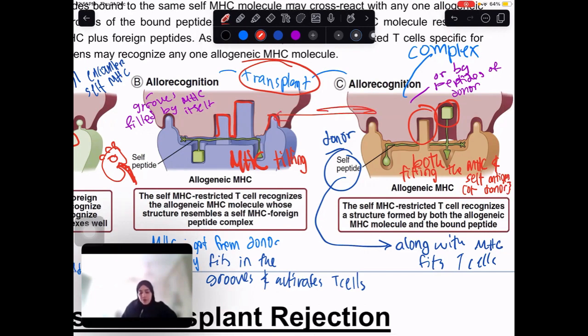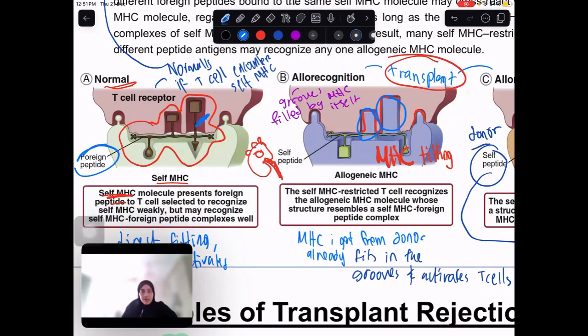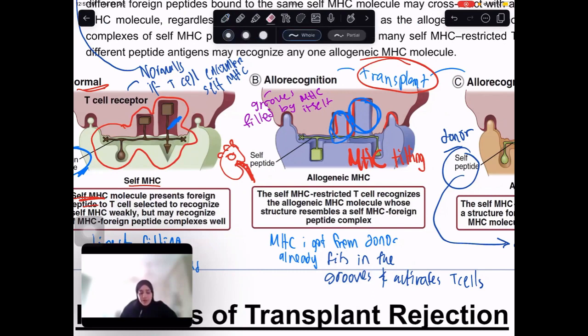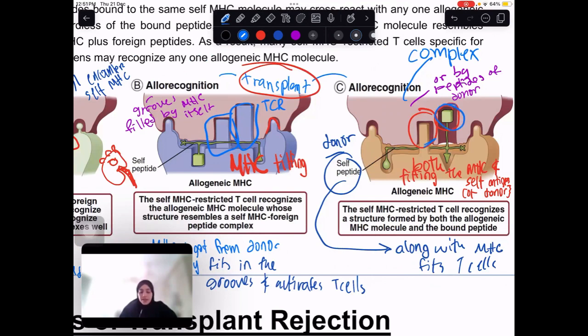I want you to understand the difference first. The difference here is which part is fitting. Here, what was fitting was the foreign peptide. Here, what I see is that the MHCs are the ones that are fitting, and the peptide itself is not fitting at all. Look, it's not getting in the groove at all. This groove is of the MHC. I'm talking about fitting with the TCR here. So the only thing that's fitting here is my MHC. In this other case, it is fitting my MHC as well as my peptide.